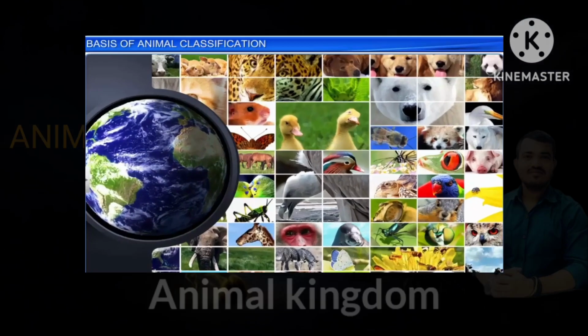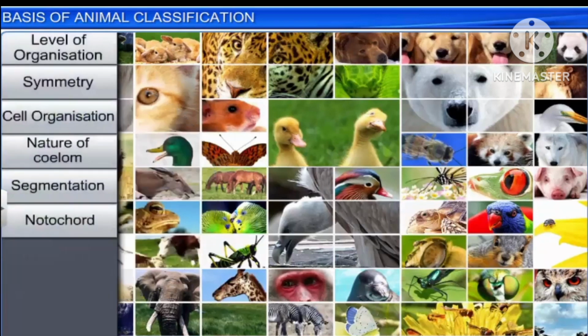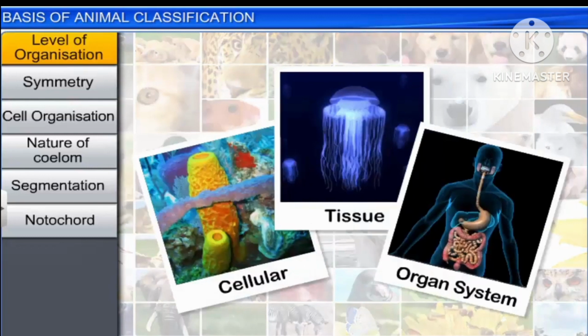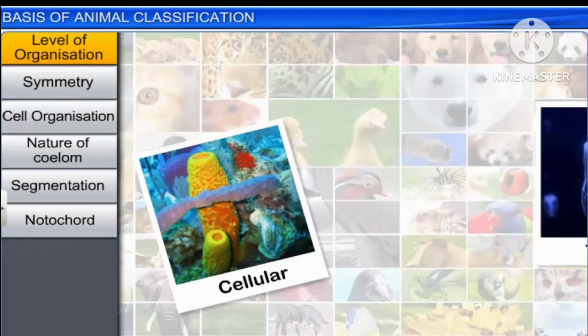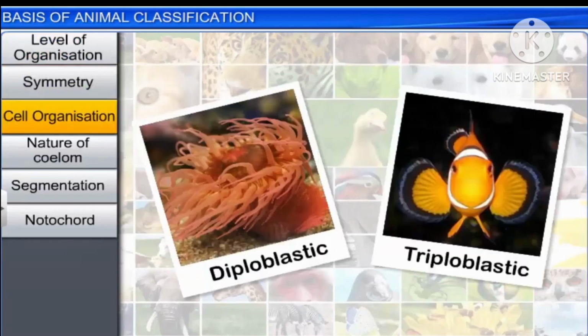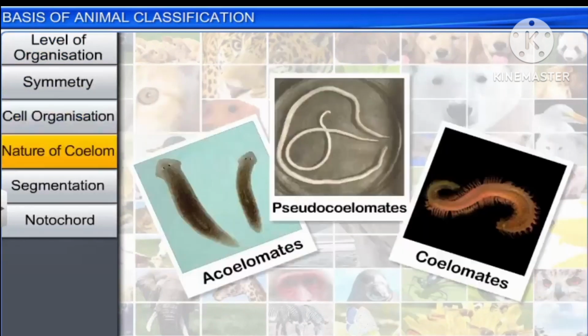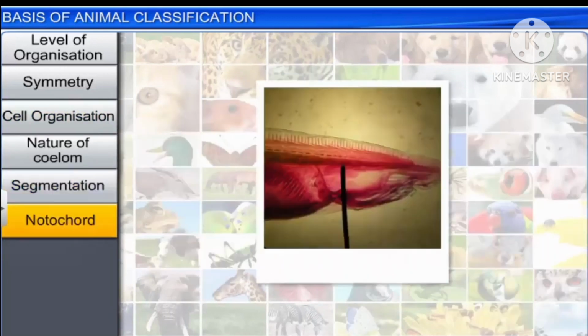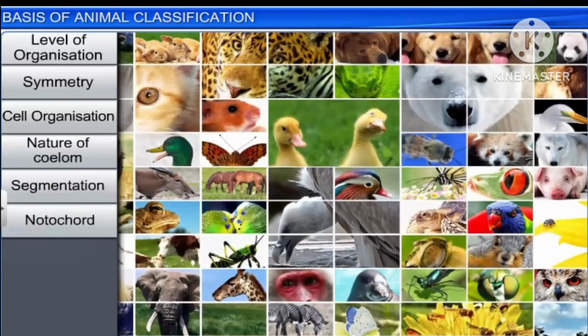into different groups. However, with the help of basic fundamental features such as level of organization, symmetry, cell organization, nature of coelom, segmentation, and notochord, scientists have classified animals into various groups. Let's understand each of these basic fundamental features in detail.